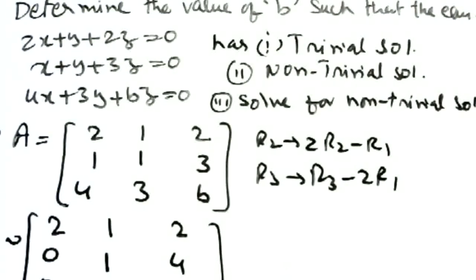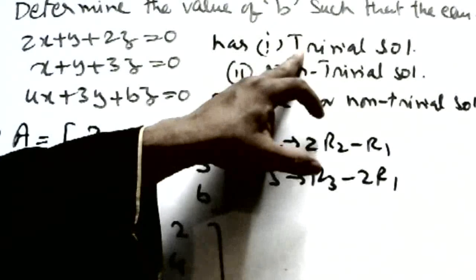See here the next question. Determine the value of b such that the equations 2x plus y plus 2z equals 0, x plus y plus 3z equals 0, 4x plus 3y plus 6z equals 0 have.